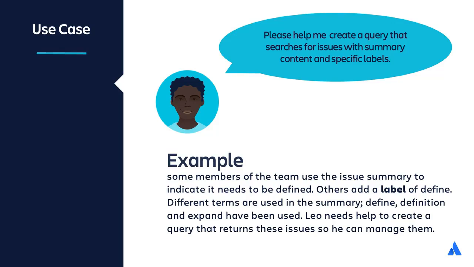In this use case, Leo wants to move to a more consistent way of indicating that a story needs more definition. Historically, some members of the team use the summary of the issue, while others add a label, define. This is further complicated by the way the team has referred to the need for definition in the summary field. Sometimes the summary contains the word define, other times definition or expand. Leo needs your help to create a query which will find these issues so he can manage them.